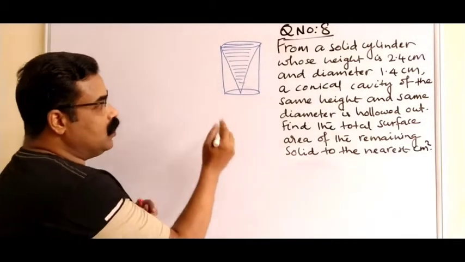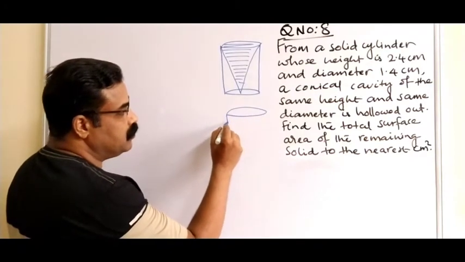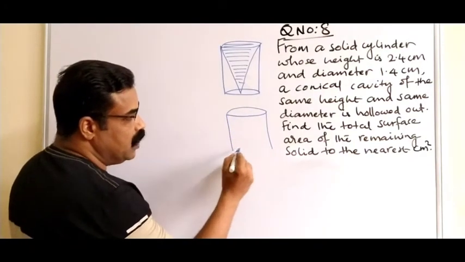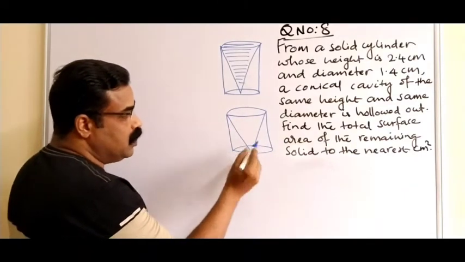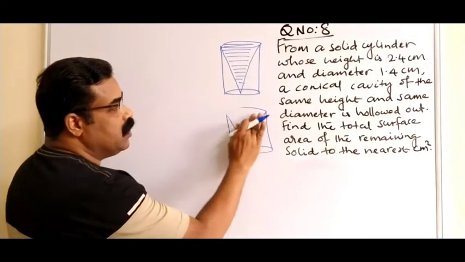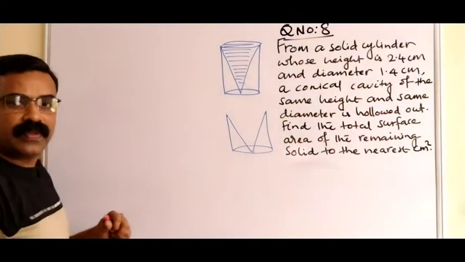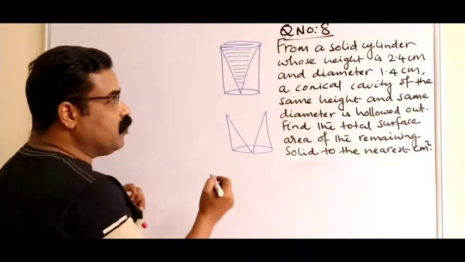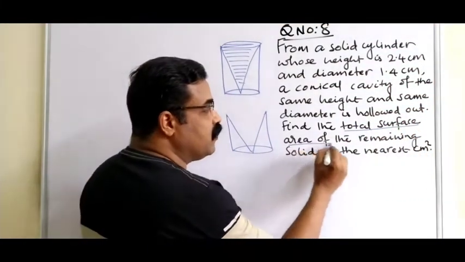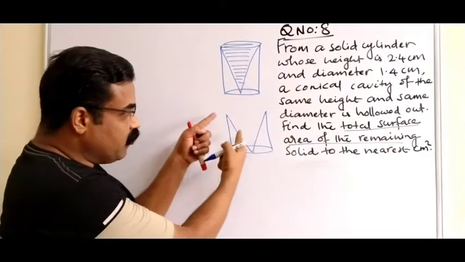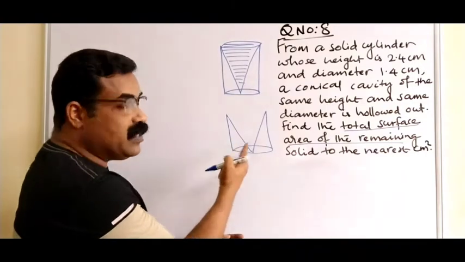Now when you take out, what will be the remaining? The remaining will be like this. This cone you are taking out. So when you take out this cone, at the top nothing will be there. The remaining portion will look like this. Isn't it? So you have to find the total surface area of the remaining solid.